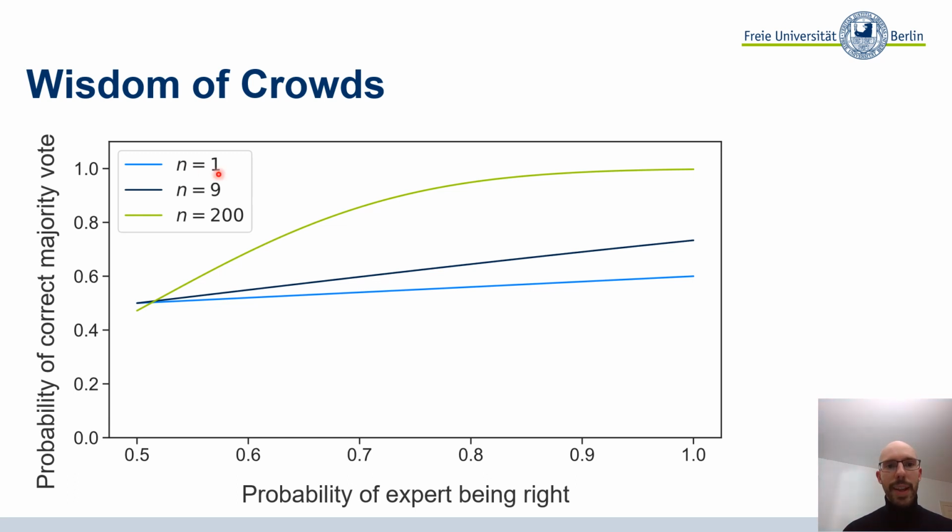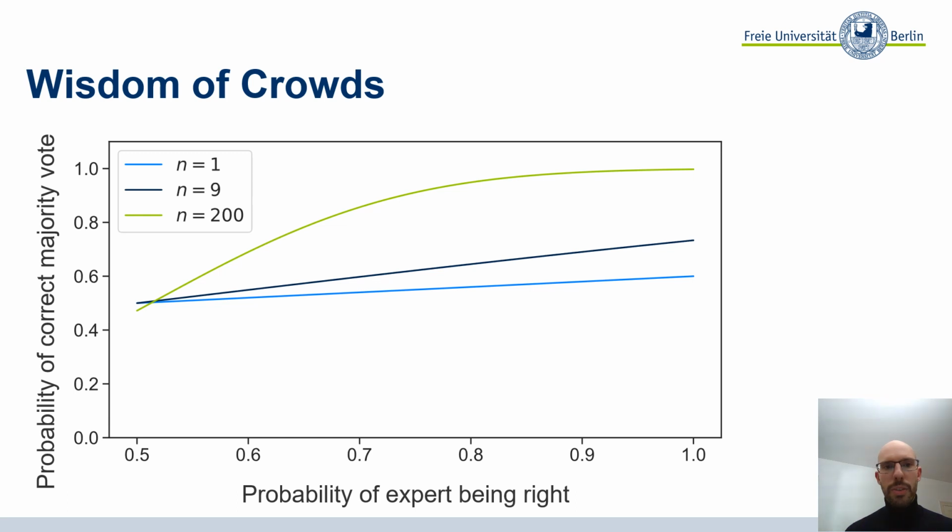And what we observe is that for a single individual, if we just pick a single individual from our population, then the probability of getting a correct majority vote is going to increase very slowly with the expert correctness probability. But if we increase the number of individuals in our committee, the probability of getting a correct majority vote is still going to increase slowly, but it's going to be at all times greater than the probability of getting a correct majority vote for a single individual.